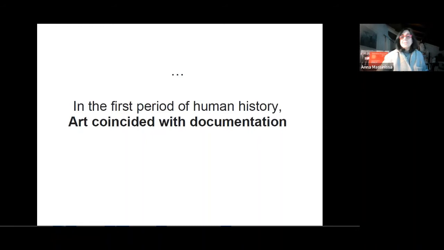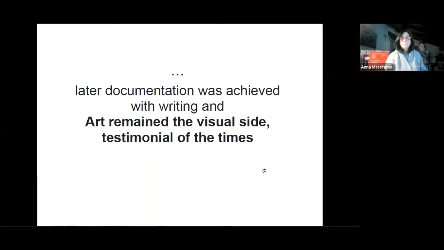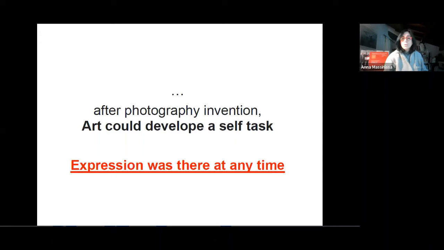In the first period of human history, art coincided with documentation. Later, documentation was achieved by writing, and art remained the visual testimonial of the times. Again, later, after the invention of photography, art could develop a self-task, and expression was there at any time.